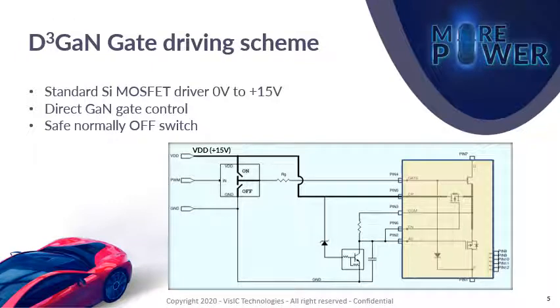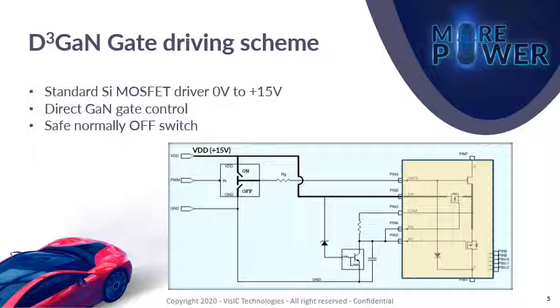The goal of the D3GaN driving scheme is to provide a safe normally off switch while keeping the GaN die switching performance. It consists of the GaN device and two p-channel silicon devices. When no auxiliary gate voltage is present, both of the silicon devices are turned off and the switch is in off state exactly like a cascode.